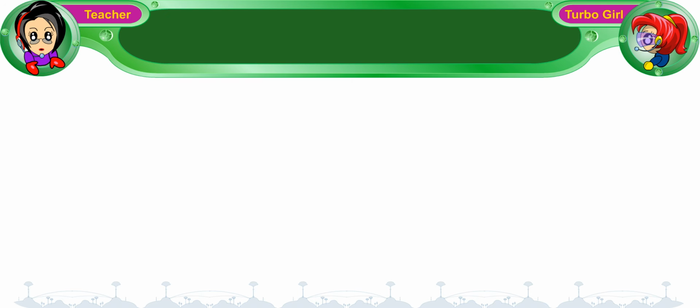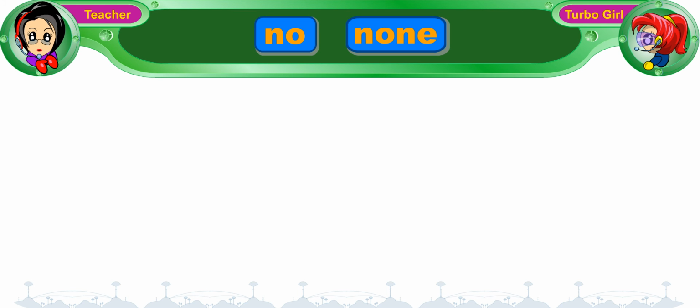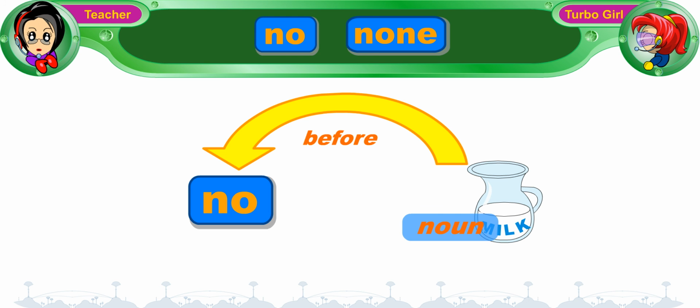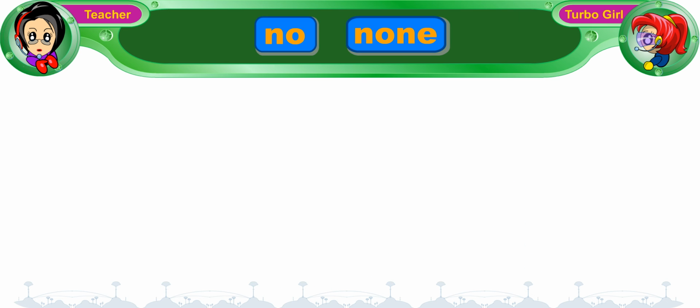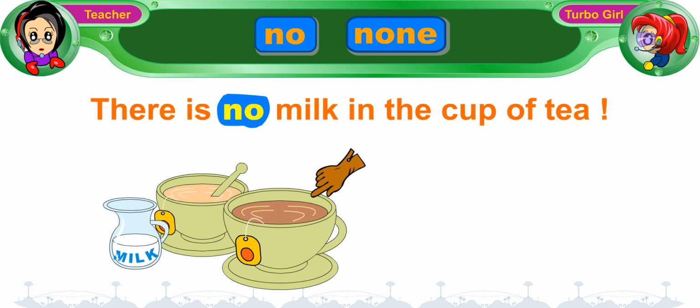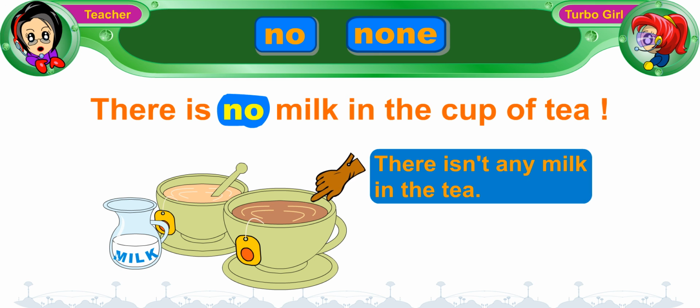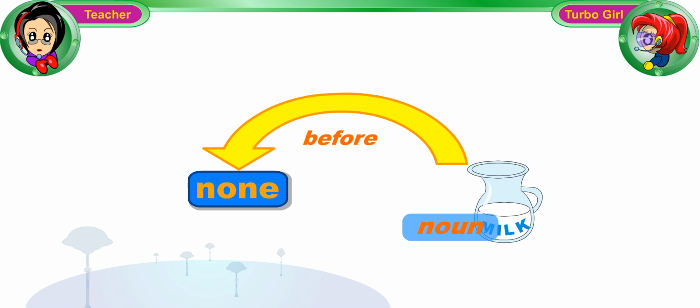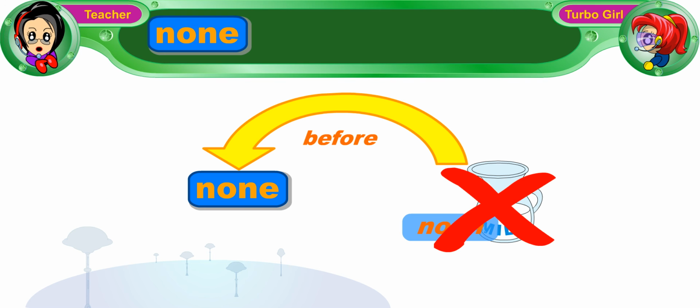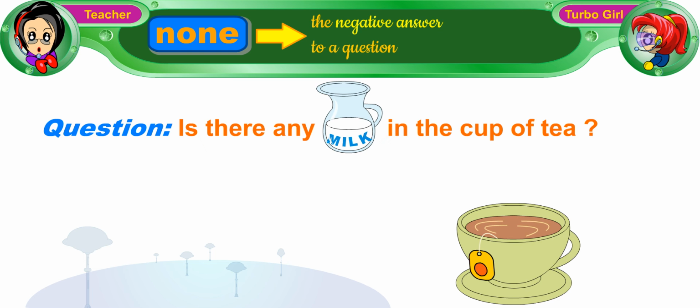Let's move on to the quantity words no and none. We use no before nouns. Look at these examples. "There is no milk in the cup of tea." This sentence means there isn't any milk in the tea. We use none without a noun, and none is the negative answer to a question. For example, "Is there any milk in the tea?" "There's none."